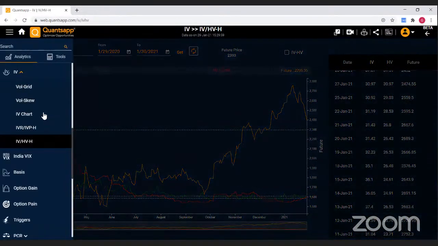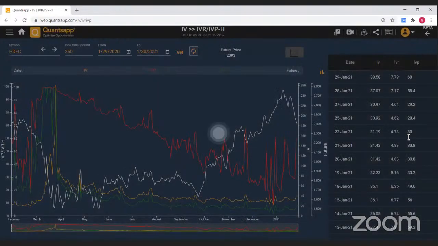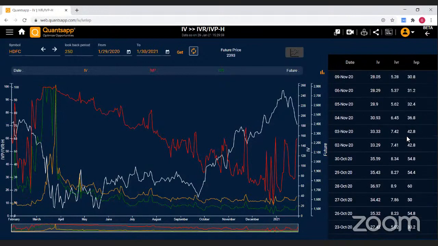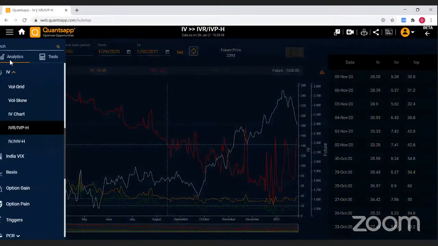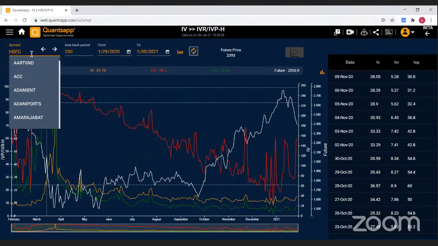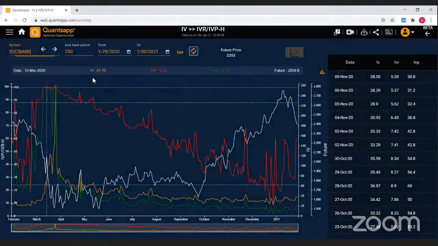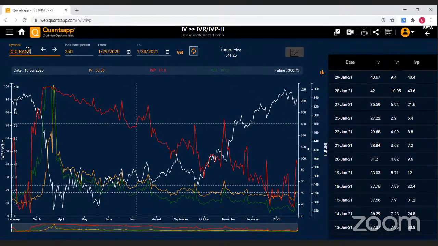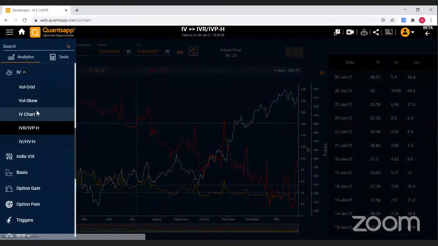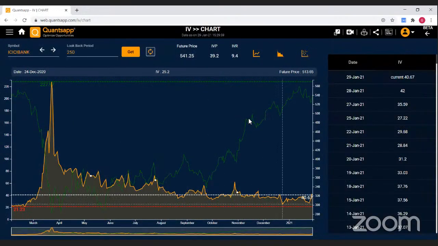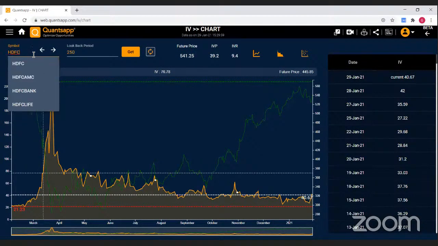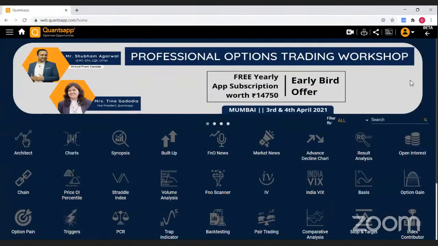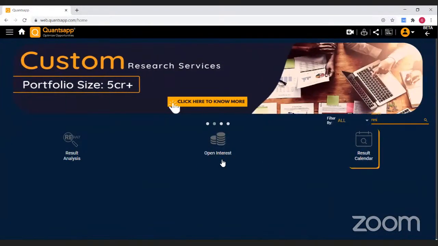One second. There was a place where we can see the complete increase and how the IV has moved. Not getting it. So let's take ICICI Bank only. So we are looking into ICICI Bank only. You go to the IV chart. One second, guys. I'm just looking for something so I can show you in a better way.